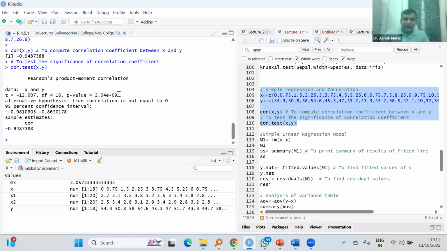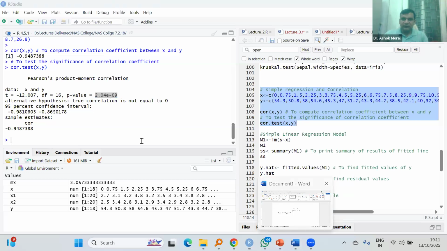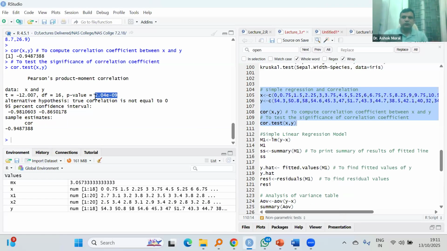So this is the way we are saying that there is a difference here. P value is 2.04 into 10 to the power minus 9. It means that reject H naught. Reject H naught means that the correlation between these two is not equal to 0. Because H naught is whether the correlation between these two is equal to 0. So you have tested that the correlation between these two is not equal to 0.